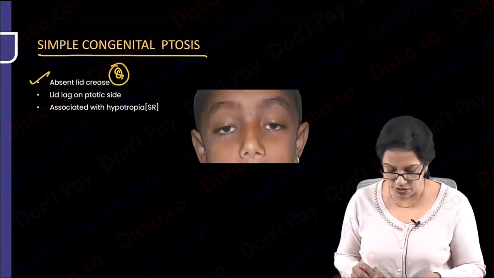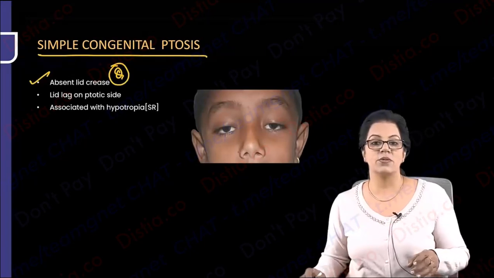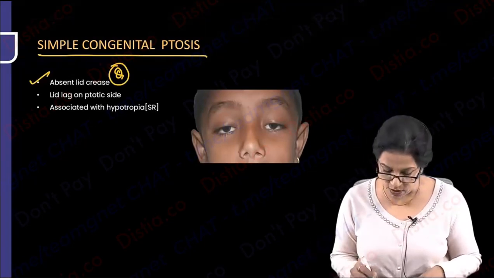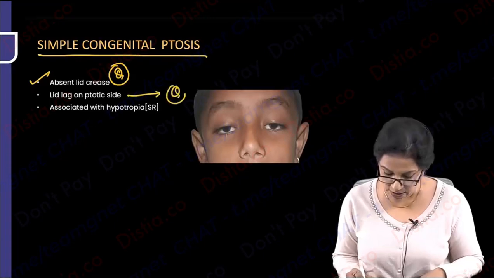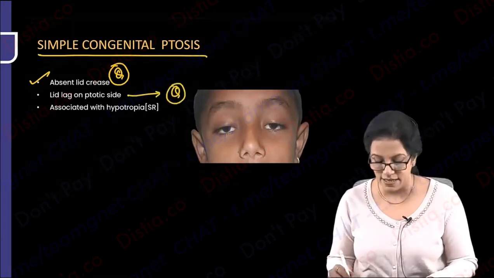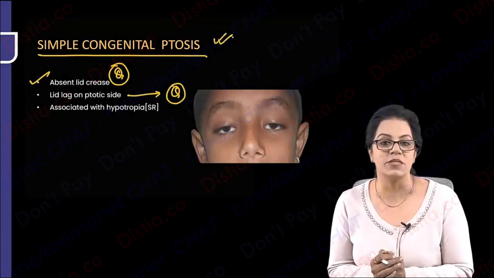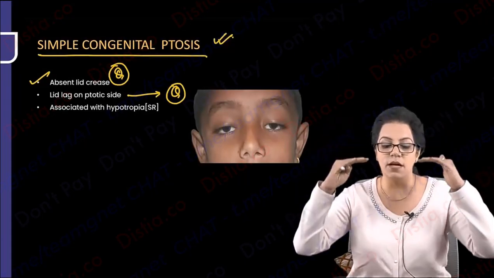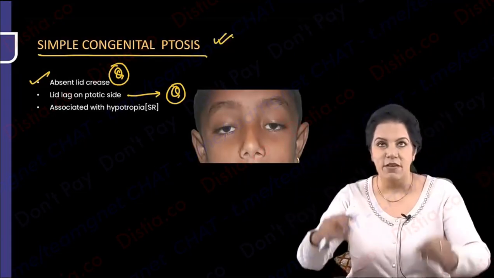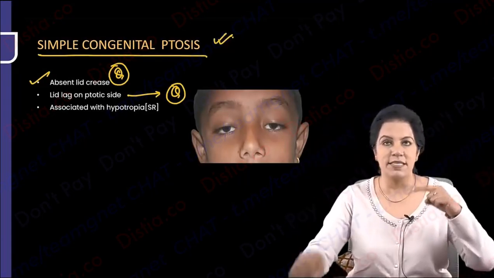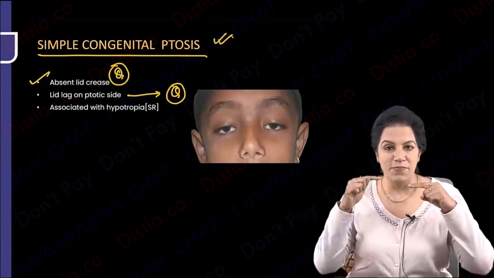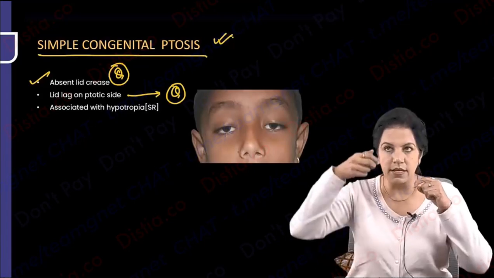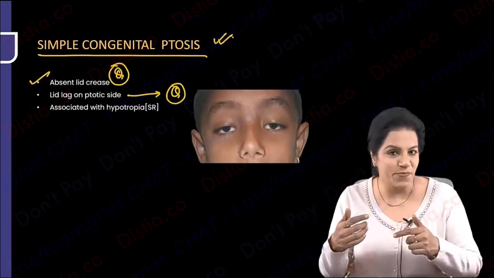What is the second feature? Suppose it's a unilateral ptosis. This one is also an important Q. Please put a Q here. Lid lag on ptotic side. That is a sign of congenital ptosis. What is lid lag? So normally when you're looking from up to down, let's understand this. When we look from up to down, what happens? My lid is following my eyeball. But if suppose the eyeball goes down and the lid is still behind, that is called lid lag.